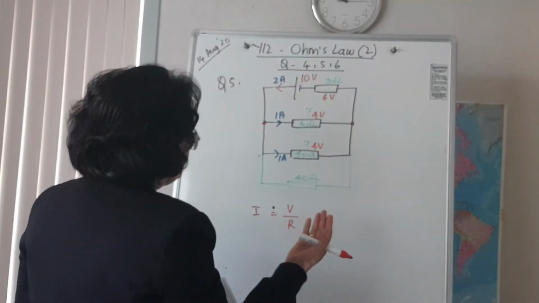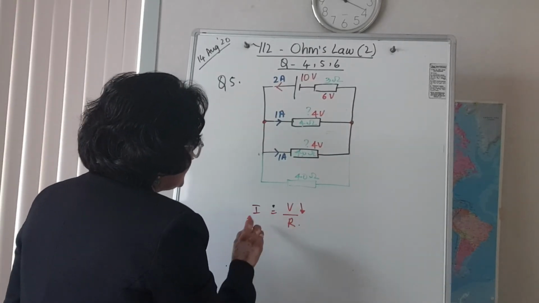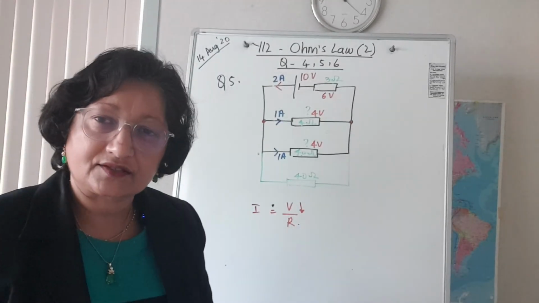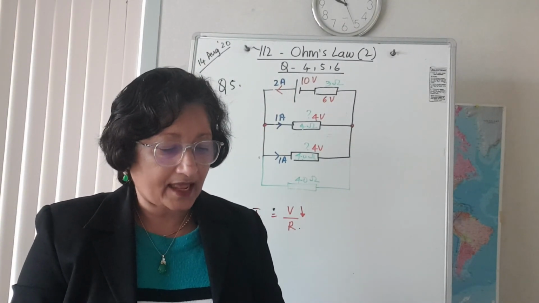So what do you think might happen to the current? Voltage has decreased, resistance is the same, so current is voltage divided by resistance, which means the current is going to decrease. So the answer is the current will decrease through that.